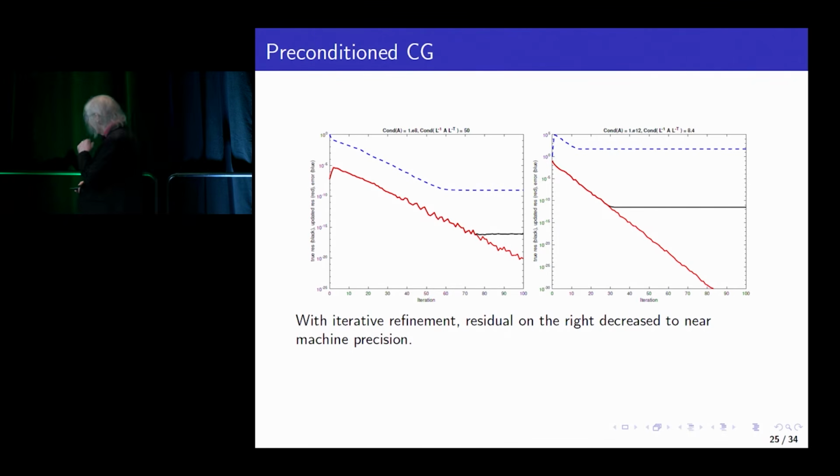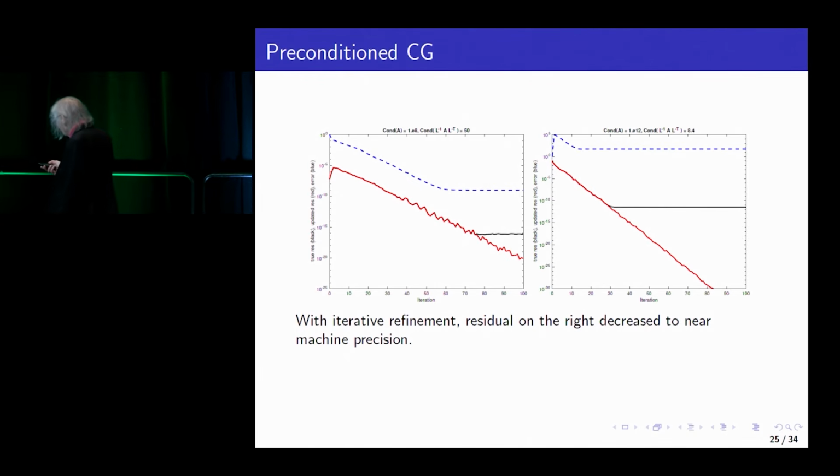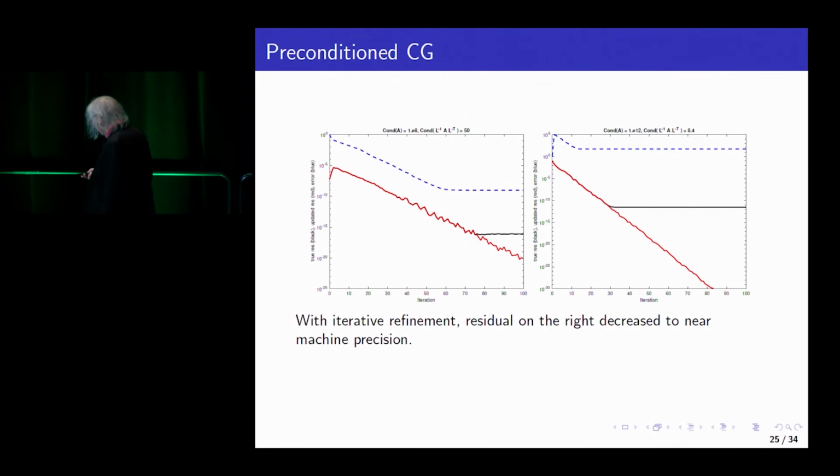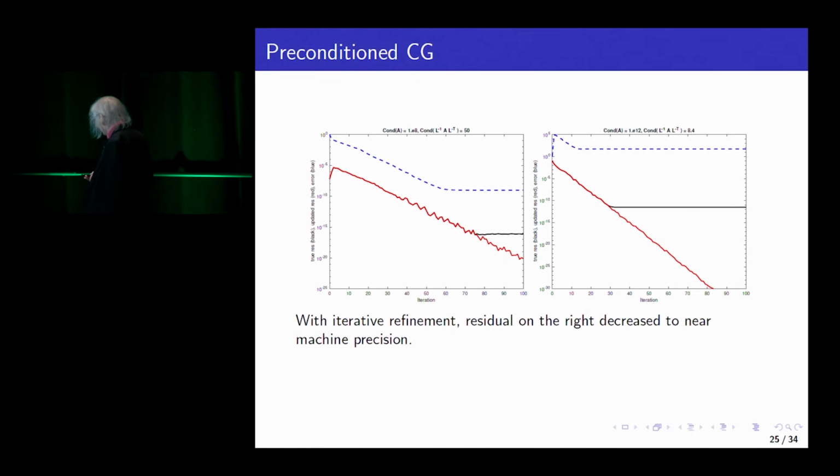Okay, with that said, here is an example on the left, one that I made up, where the condition number of A is 10 to the 8th. The condition number of the preconditioned matrix, L inverse A, L transpose inverse, is 50. The red curve shows the norm of this updated vector, RK. The black curve, which lies under the red curve up until 10 to the minus 16, that's the norm of the true residual. So that looks good.